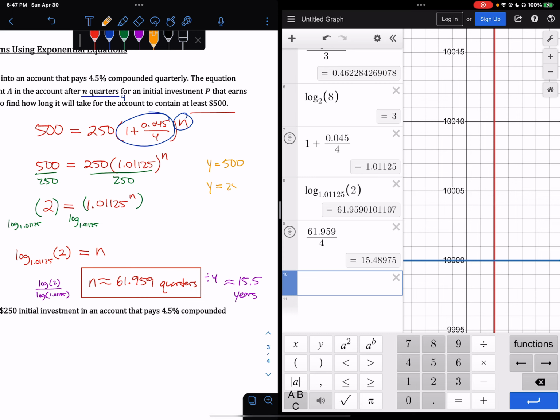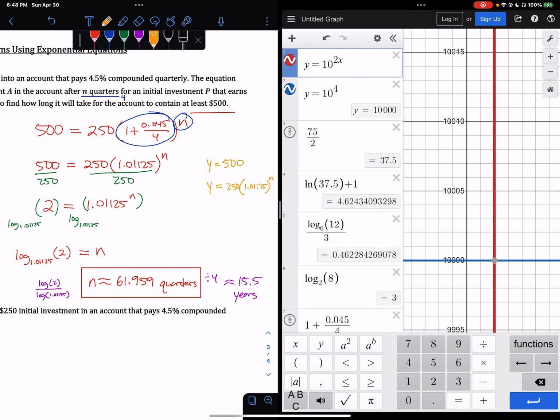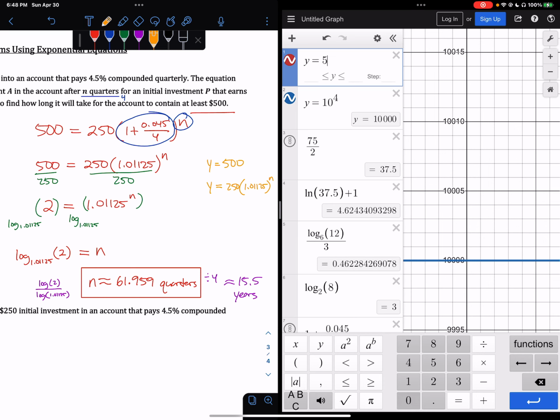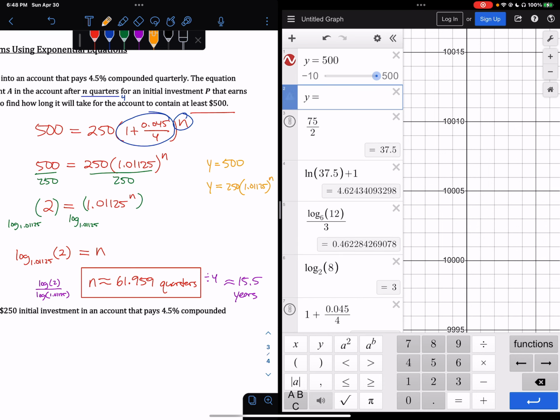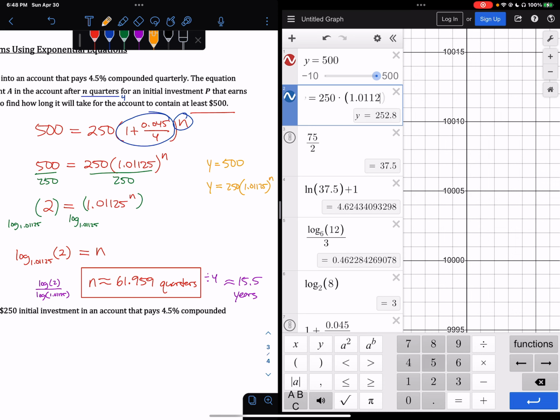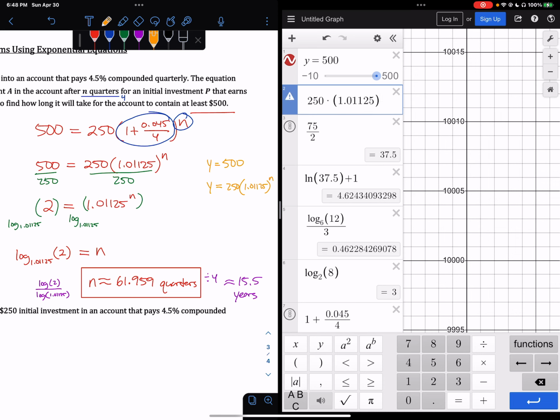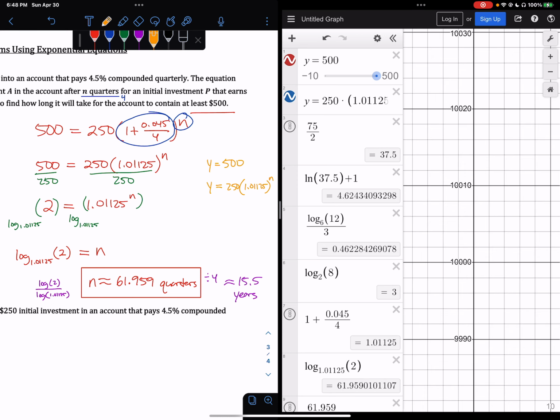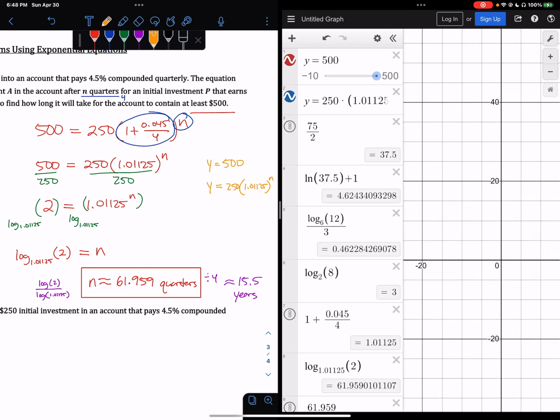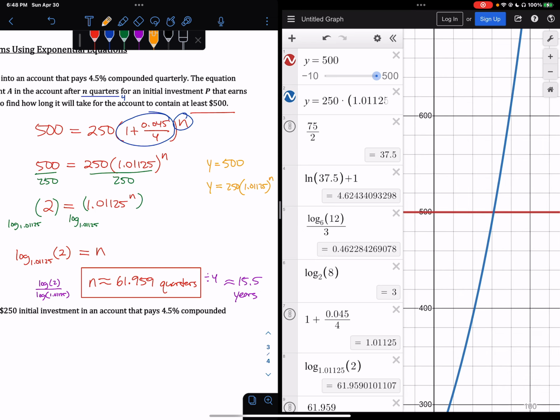Let y equal 250 times 1.01125 to the power of n. And so if we do that, go back up here to the top since I already got these up here. Y equals 500. Y equals 250 times 1.01125 to the power of n, which is just x, but I'll put in n. And if we go back home, try to go find our graphs, there they are. And we can tap on that and see 61.959, which is what we had for the amount of quarters.